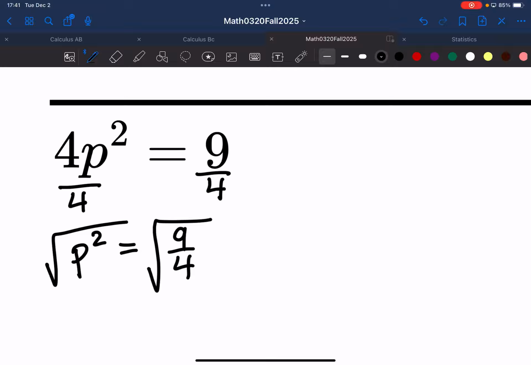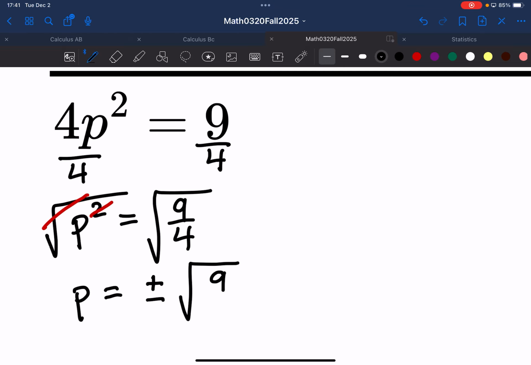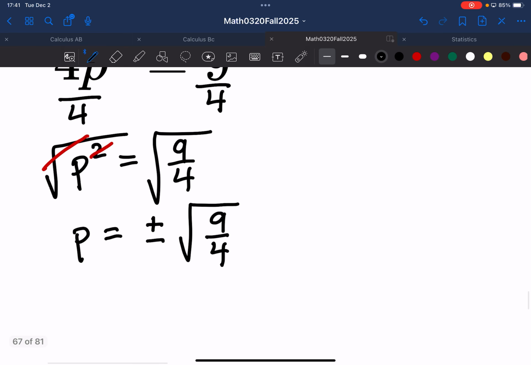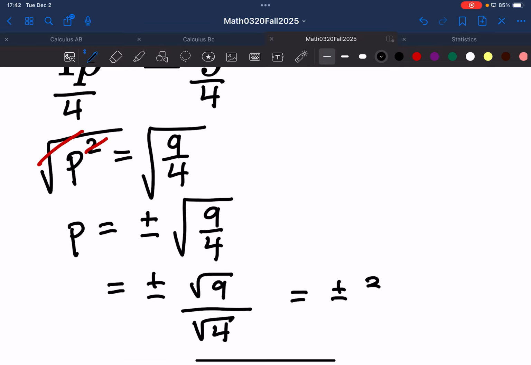So when we take the square root of the other side, the square root and the square cancel. And so we are just left with p is equal to, and we always include our plus and minus. So p is equal to plus or minus the square root of 9/4, which, yes, we could simplify and say this is the same as plus or minus the square root of 9 over the square root of 4, which is equal to plus or minus 3/2. So that would be our answer.